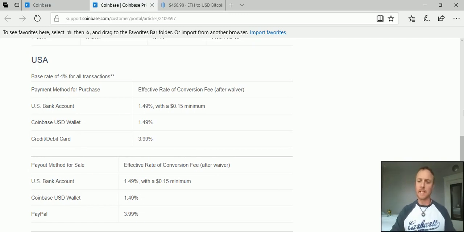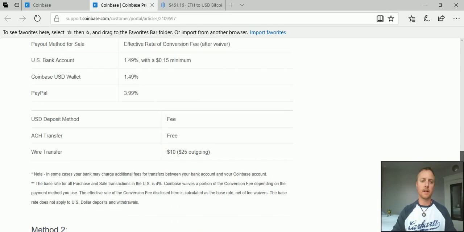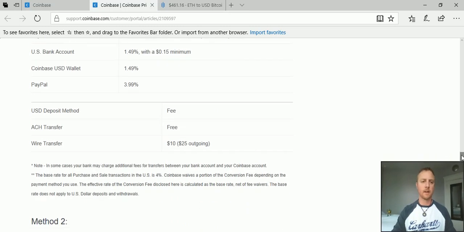Now, to reduce fees, you can transfer cash, your USD, from a checking or savings account. This will not work for a credit or debit card, but you can exchange your USD from your bank to the USD wallet on Coinbase for free. I believe that's a typo, unless they're planning on putting a fee in there in the future. But as for now, it's free to transfer that.